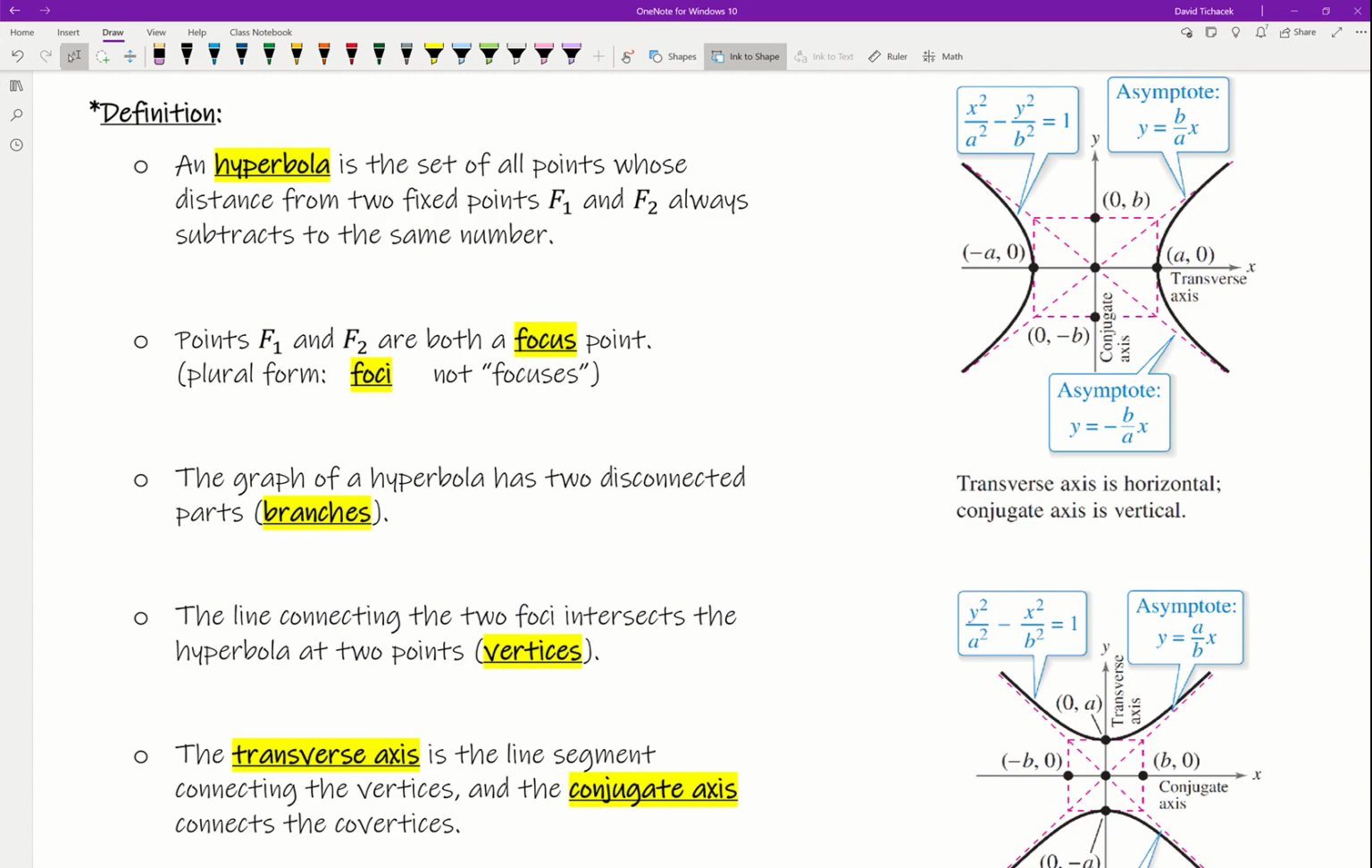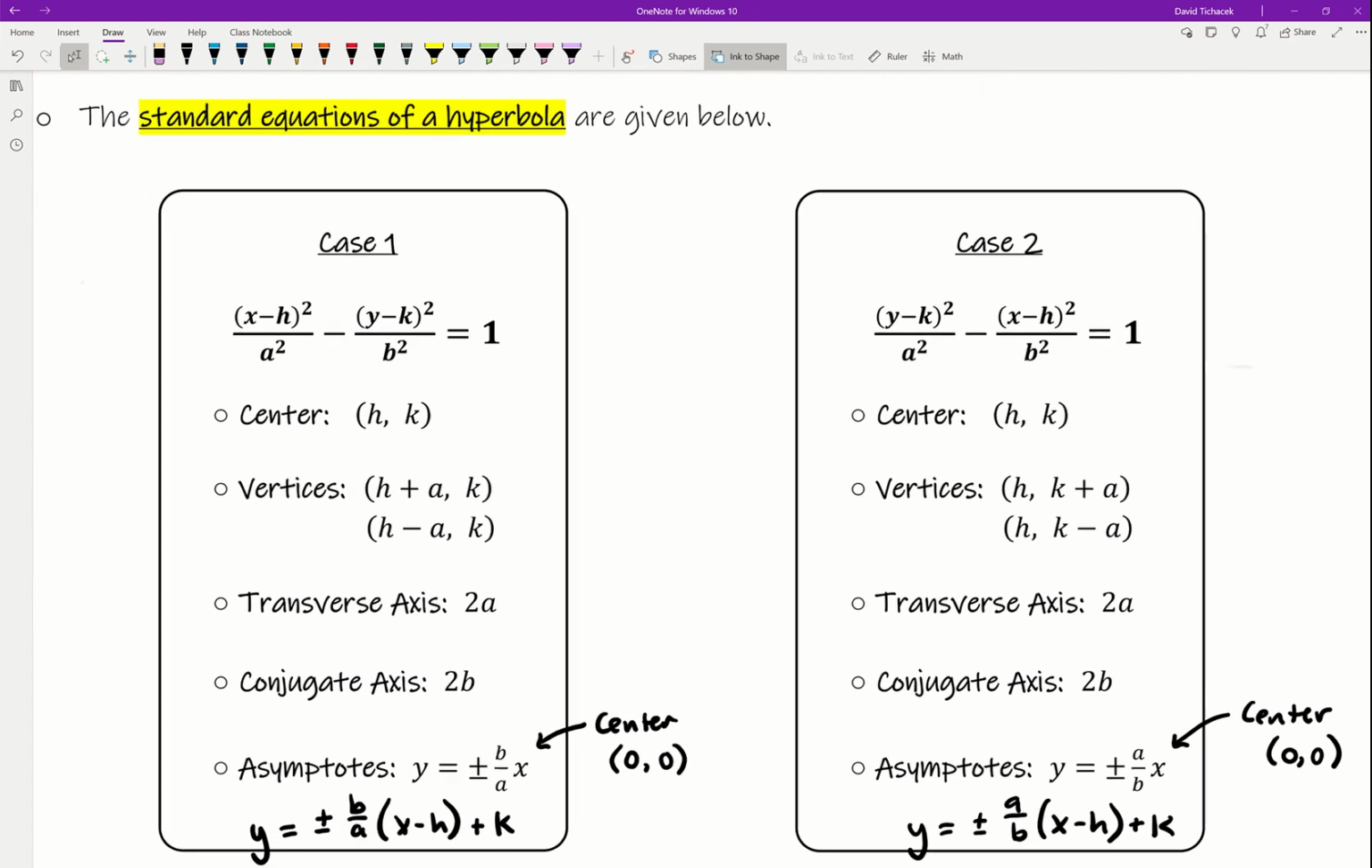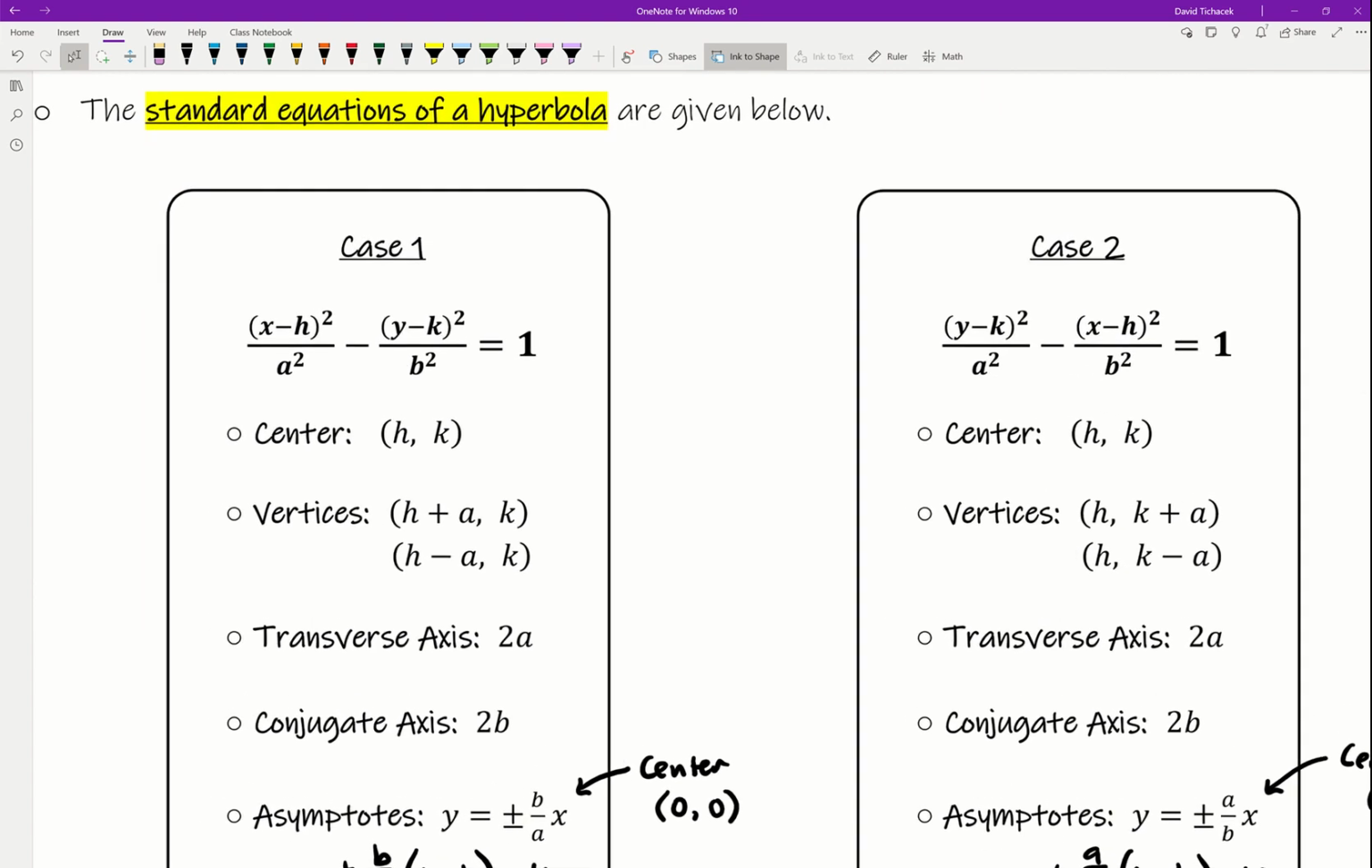So those are a bunch of different vocab terms and things that I want you to be familiar with. Let's get into the meat of what we're going to be talking about here, and that's going to be the standard equations for a hyperbola. Just as we saw for parabolas and ellipses, we're going to have two different cases for a hyperbola. In that first case, x comes first, because keep in mind, we are talking about a hyperbola as the difference between distances. What makes these different from ellipses is that instead of a plus in the middle, you're going to have a minus in the middle.